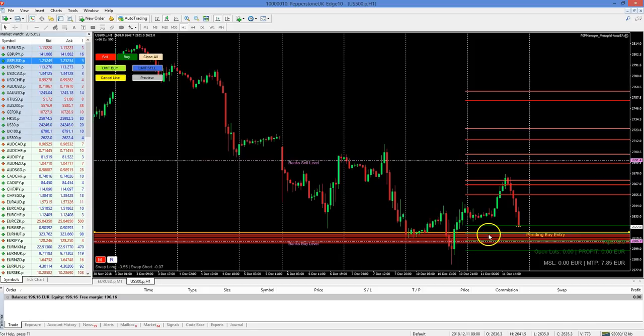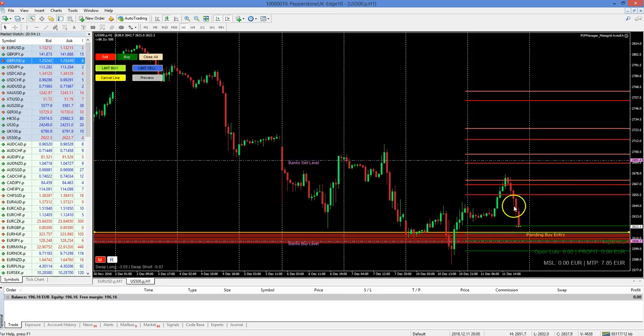So the EA wants to go big here on this zone. But it will recalculate it every 5 minutes. So if the conditions change, it's possible that you only have, for example, 5 grids or 6 grids. So this does automatically recalculate every 5 minutes.